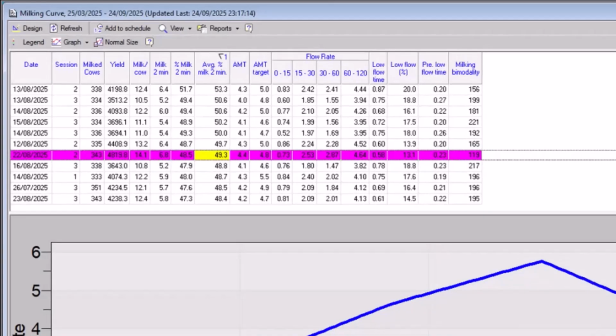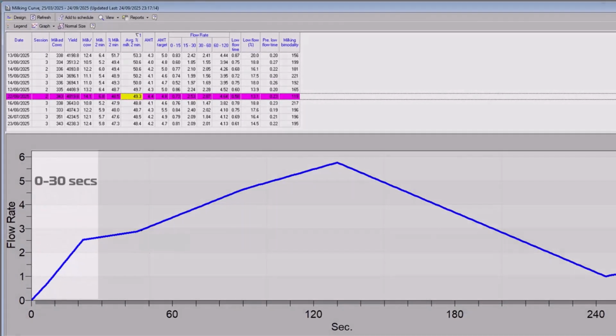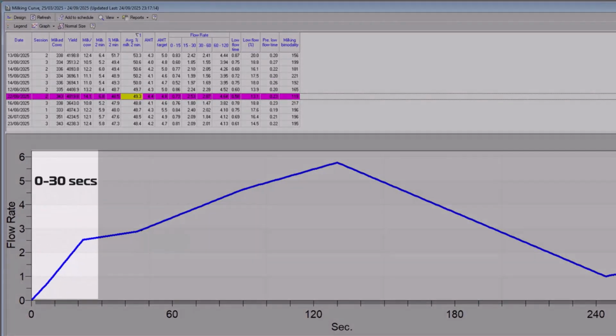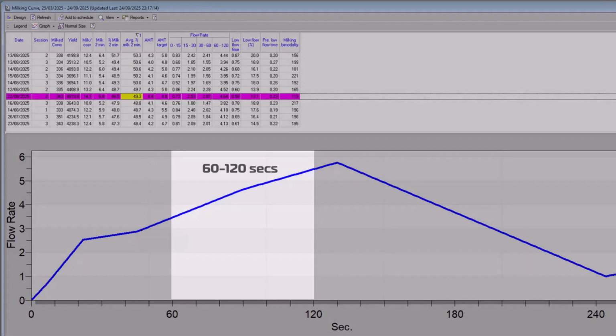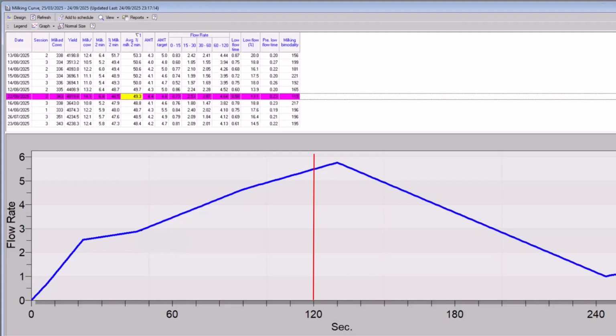This data is reflected in the graph below. The first 30 seconds display a steep increase, which slows down as the milk streams switch, and then increases again in the second minute. Milk flow reaches its peak around the 2-minute mark.